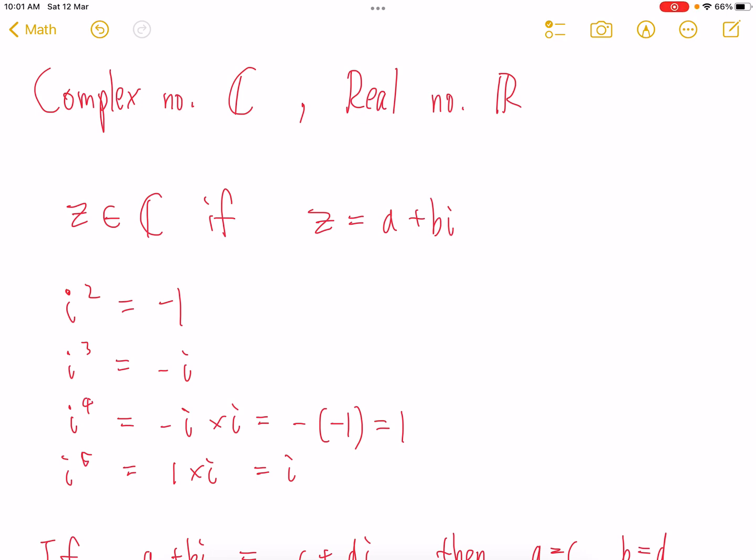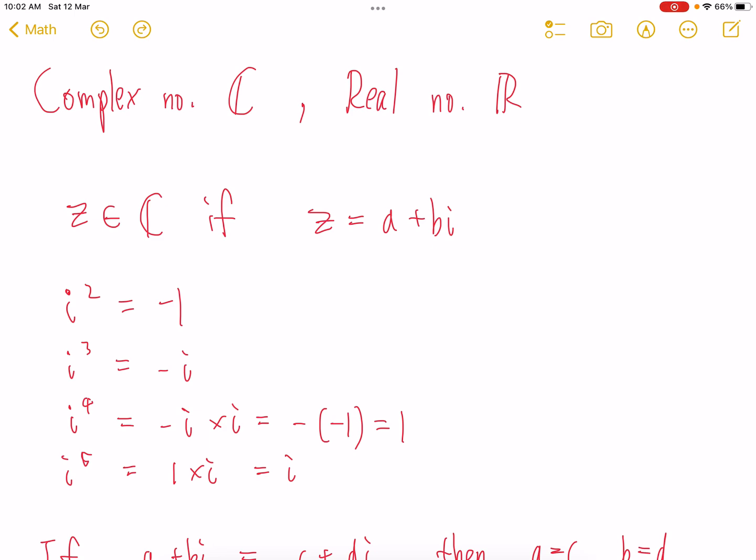Okay, so let's talk more about the complex numbers. Here, let's actually introduce the symbols for complex and real numbers. For real numbers, the symbol is this R, and for complex numbers, the symbol is this C.